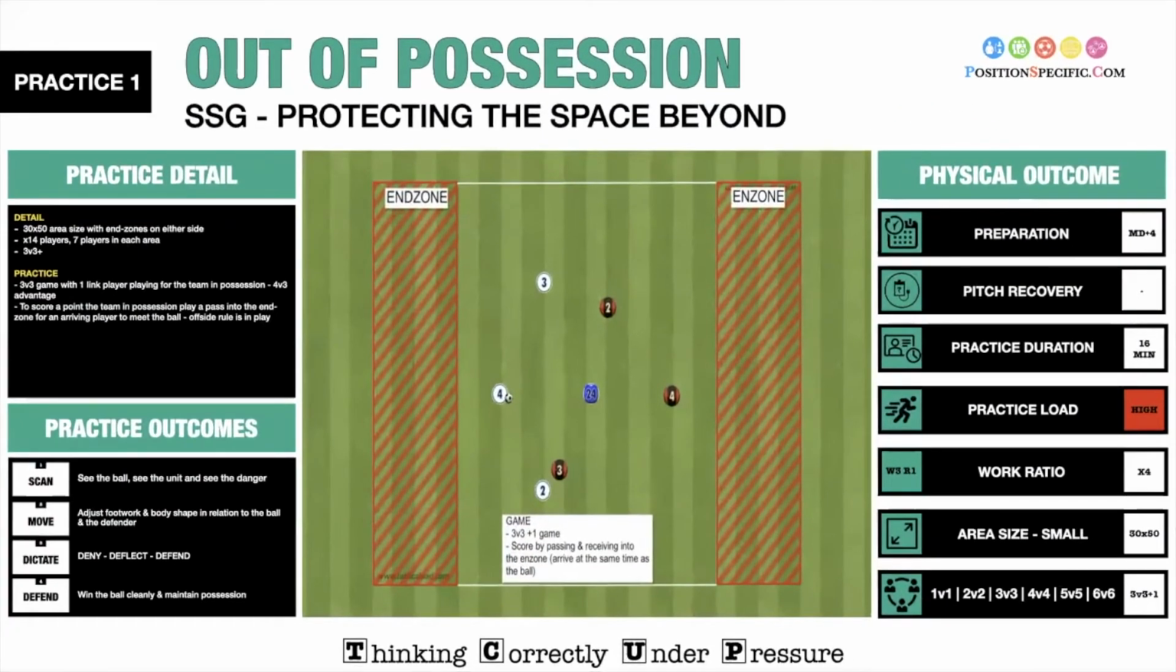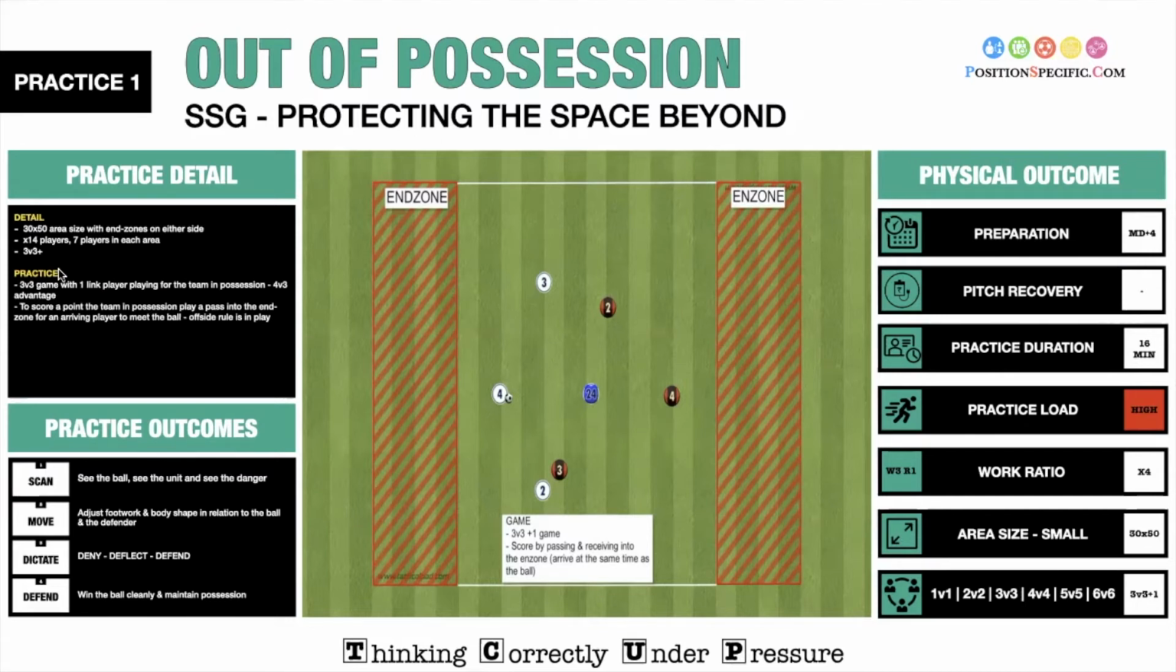So looking at practice 1, we started off with SSGs, protecting the space beyond. So like I've just said, when you're thinking back to the Everton game where we were struggling to deal with runners beyond, we felt that we'd put on a little practice and then try to give the players some ideas of how to deal with this.